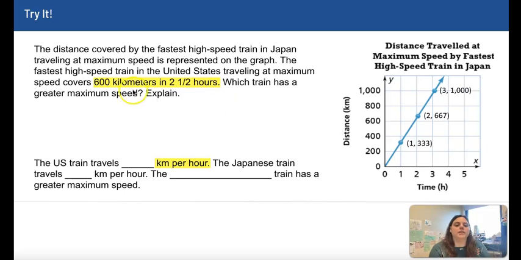Here, the answer is going to be that we want to take that 600 and divide by 2.5. When we take 600 and divide by 2.5, we get 240. When we look at the Japanese train, to go over 1 hour, we have to go up 334 miles per hour, or kilometers per hour. So this is going up 334. So we're comparing 240 versus 334, which means that the Japanese train has a greater maximum speed.